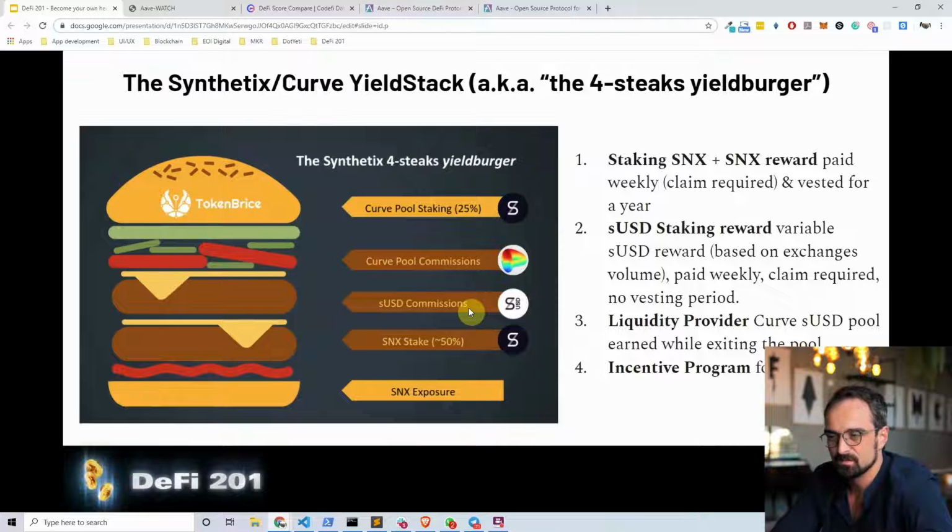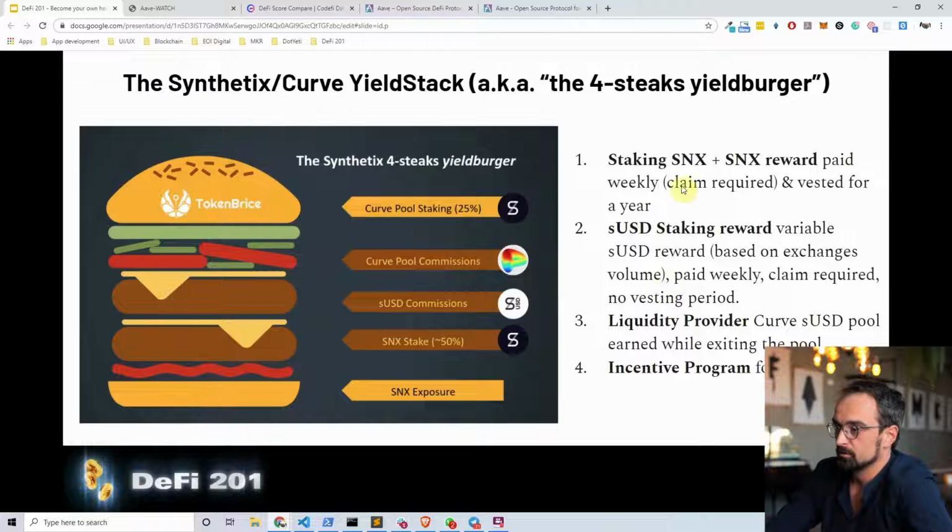Another, a little bit tricky strategy, which you can get around 50% yield with, is the synthetic curve yield stack. It's a little bit dangerous and also takes a lot of work. It's the 4-stick yield burger. This strategy is created by the token price. It's a bit risky, so don't try this at home. It's a more aggressive strategy where you partially use the synthetic token iCurve, SUSD, to constantly stake and restake your tokens and generate liquidity.